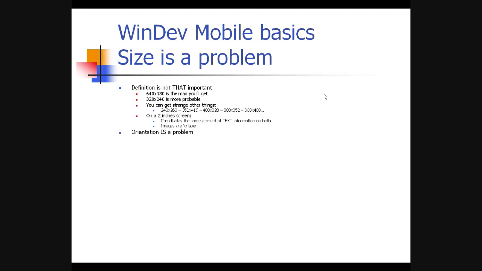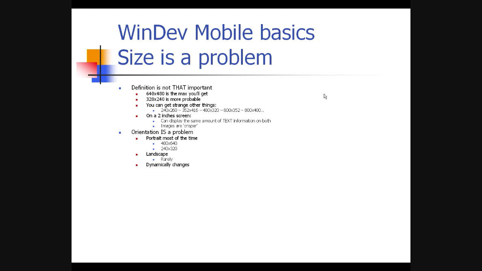And orientation is a big problem. Why? Well, most of the time your device will be in portrait mode, which means that you will have 320 vertically and 240 horizontally. But sometimes, less often, you will have something that is in landscape. Landscape is going to be really less frequent, rare.